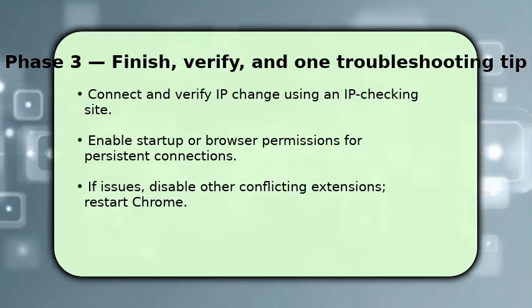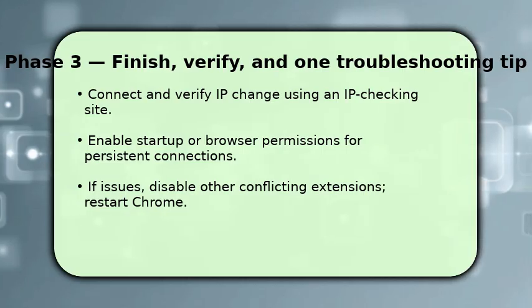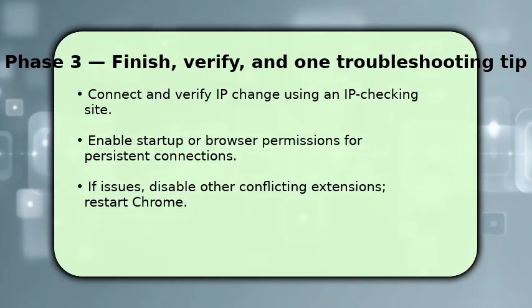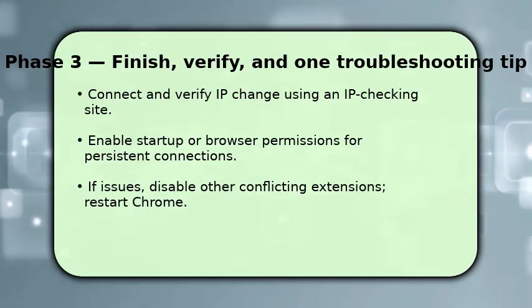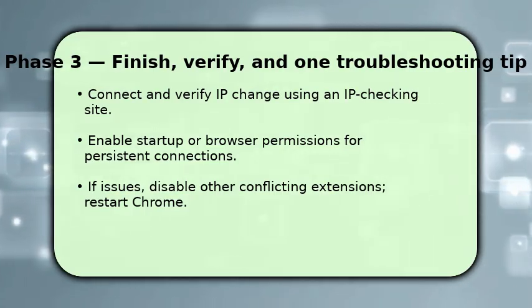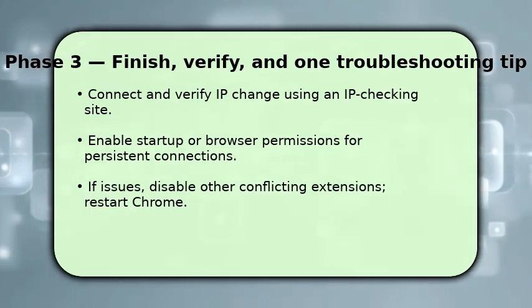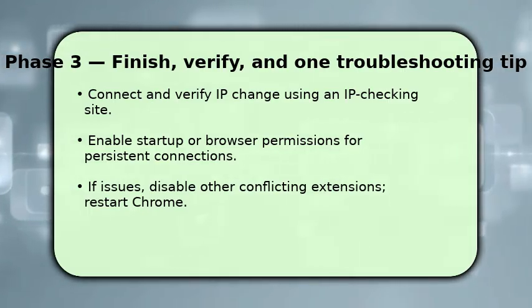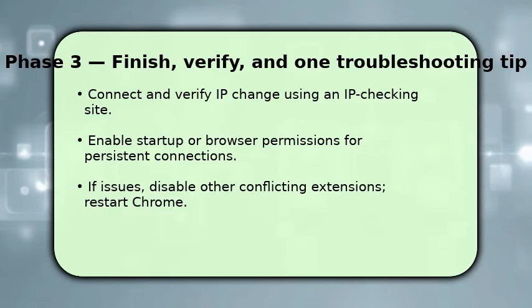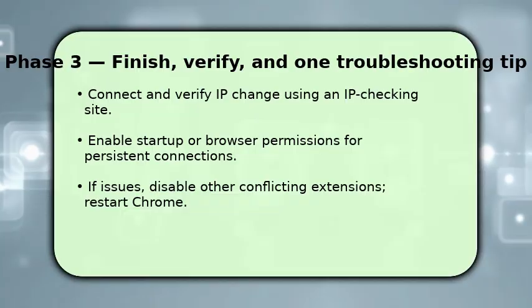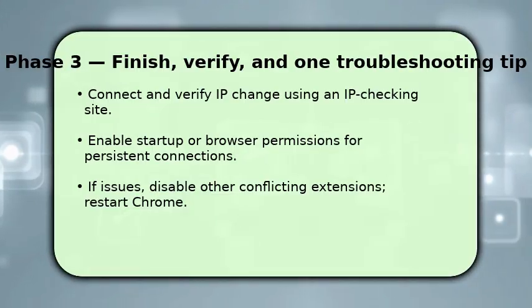Enable startup or background permissions so the extension stays available and pin the icon for quick access. If pages load slowly or the VPN won't connect, disable other proxy or security extensions and try again. Conflicts are common. If problems persist, sign out and back in, or reinstall the extension. These steps reset configuration and usually resolve stubborn connectivity or permission issues.